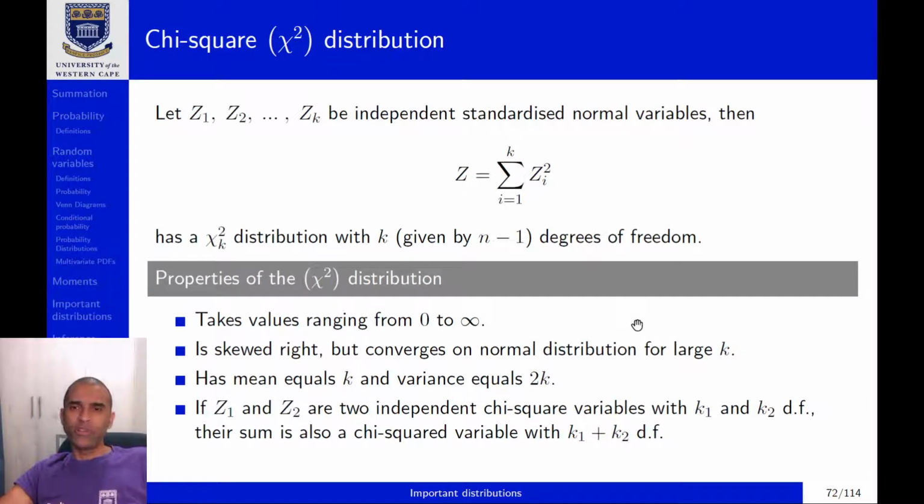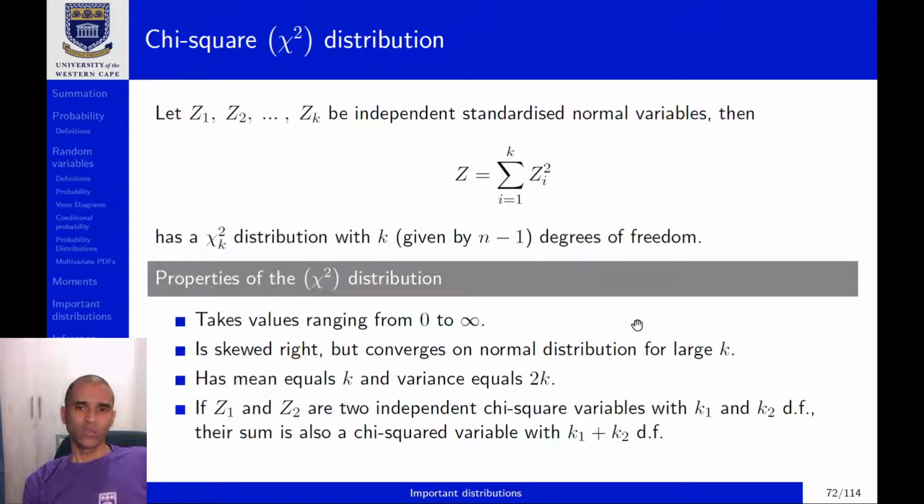The chi-square distribution is another important one for doing inference, particularly when it comes to the variance. So it is defined on the slide over here. If we have a series of independent standardized normal variables, then the sum of these follows a chi-square distribution with k degrees of freedom, where k is given by n-1.